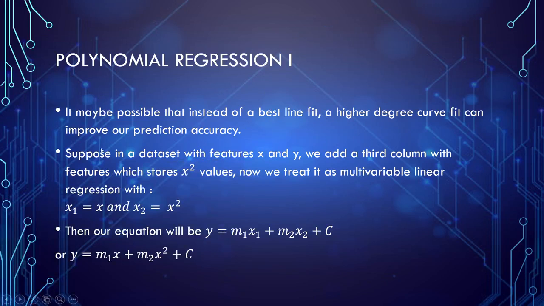our prediction accuracy. Suppose in a dataset with features x and y, we add a third column which stores x square values, and now we treat it as a multivariable linear regression with x1 equals x and x2 equals x square. So in our linear regression for n variables, we saw our equation would be y equals m1x1 plus m2x2 plus c, where m1, m2 are basically the coefficients, and how to find them out using mathematical algorithms using partial derivatives. We have talked about those in detail in linear regression.